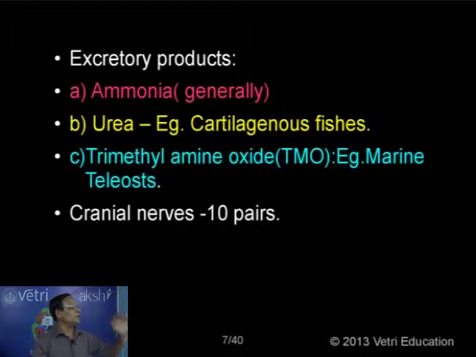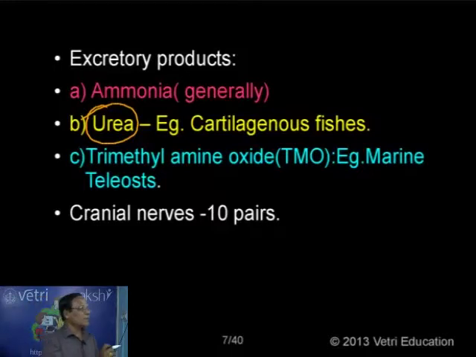Now here the major waste product is ammonia. But in the case of marine cartilaginous fishes, all cartilaginous fishes are marine in nature. No cartilaginous fishes are found in fresh water. Urea is the waste product. Ammonia is the waste product in all fishes, but there are specifications in the case of cartilaginous fishes, for example the ray fish or skate, or the shark. In all cases we have urea as the waste product.